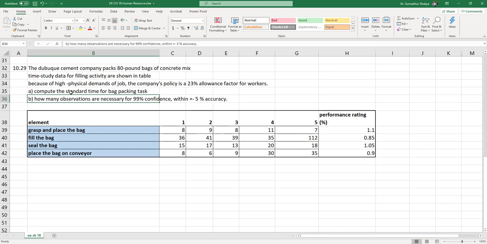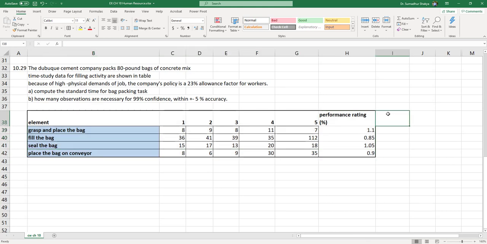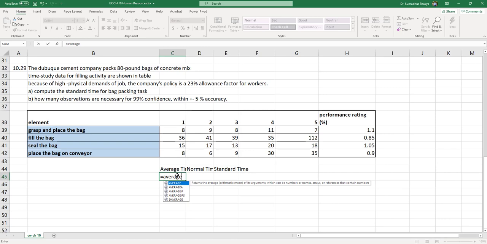Let's look at this. We've been given this set of information. So first thing is, let's calculate the average time. So instead of going to the right of it, to help with the recording of the screen, I'm going to write it over here: average time, and let's say normal time and standard time. Okay, so first thing I'm going to take the average of the given observations.